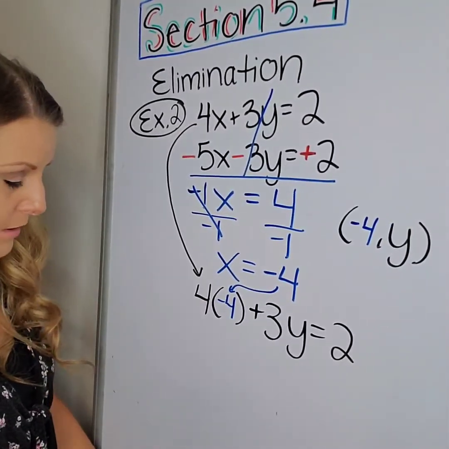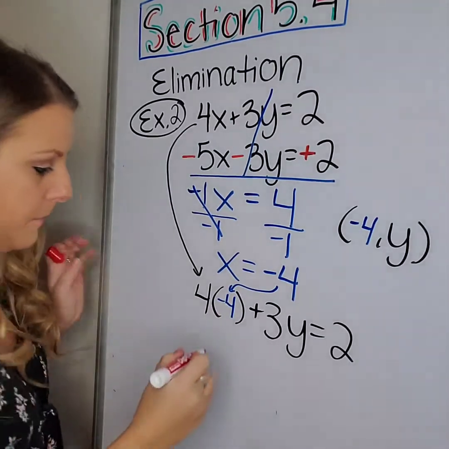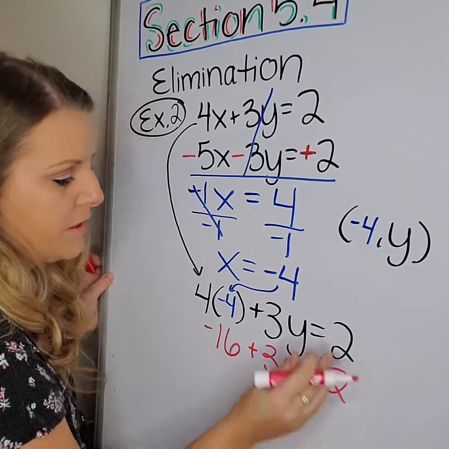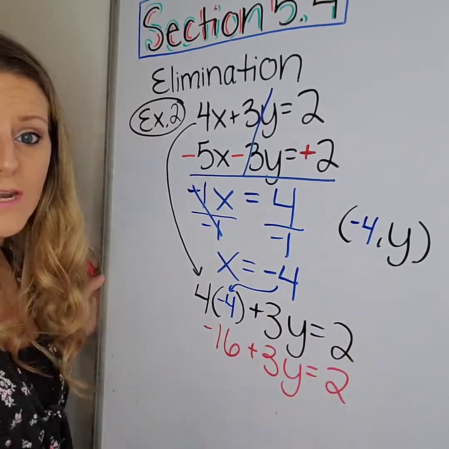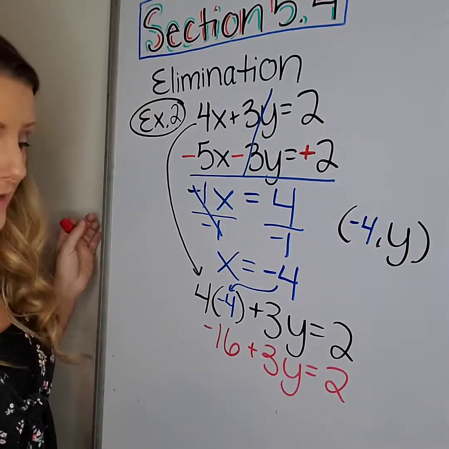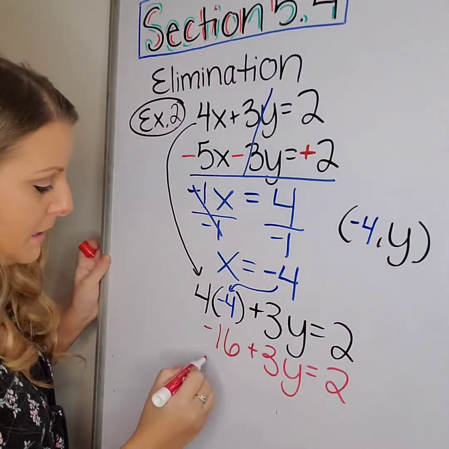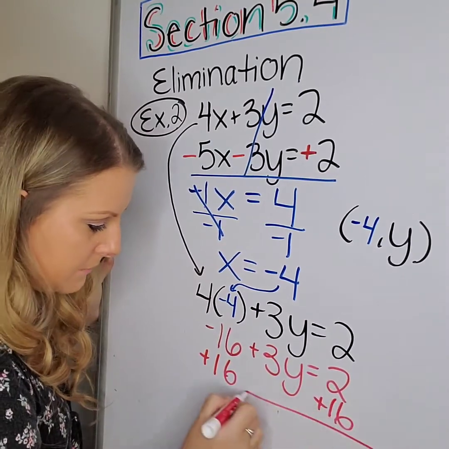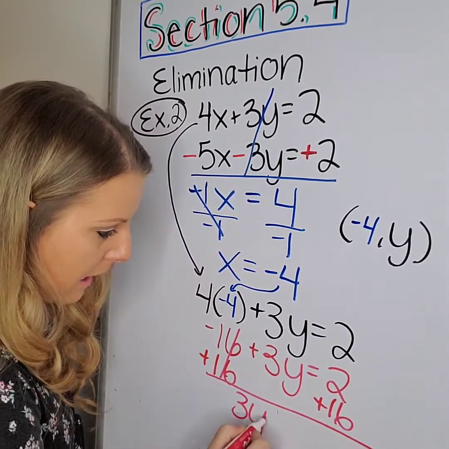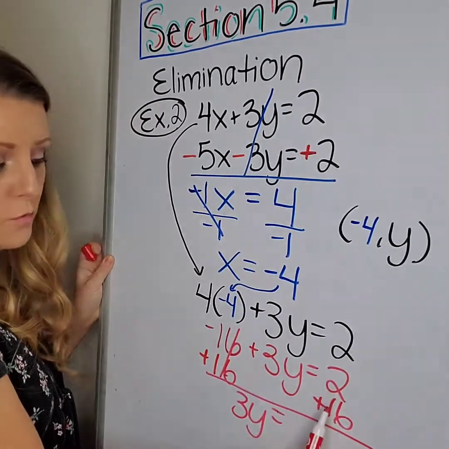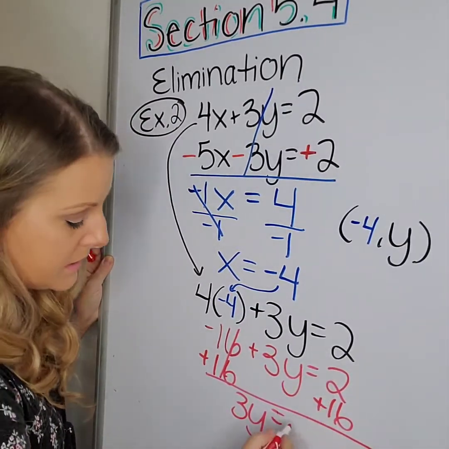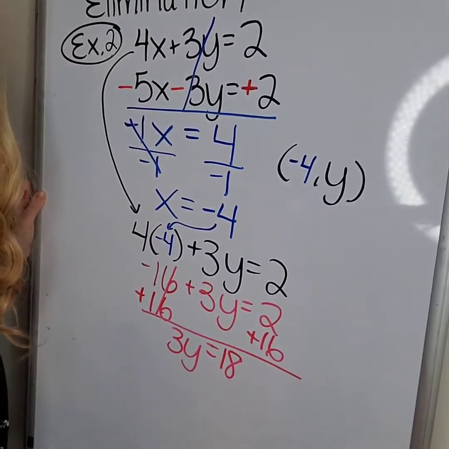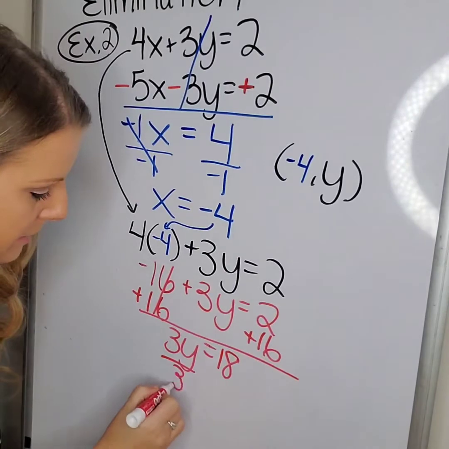So I'm going to do 4 times negative 4, which is negative 16, plus 3y equals 2. I didn't change any of that. I'm just writing it straight down. Now get rid of that negative 16 because we're trying to get y by itself. How do you get rid of a minus 16? The opposite is a plus 16. We get 3y equals, now you're going to go over here, 2 plus 16. So 2 plus 16 is 18. Switch it down a little bit more. Divide both sides by 3.